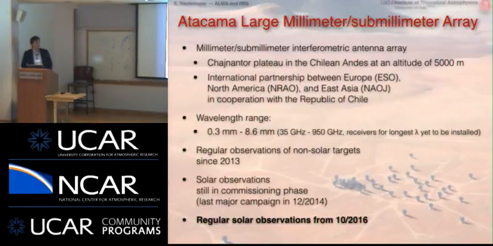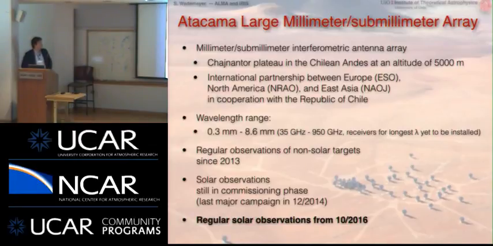So the wavelength range that Alma is probing is from about 0.3 millimeters to roughly 9 millimeters. And this is divided into up to 10 receiver bands. Alma has already observed many non-solar targets, and you probably have seen press releases in the past months and maybe 2 years. So already some exciting results. But solar observations are still in the commissioning phase for good reason, because the way you would observe the sun, I will show you this in a second, is quite different from how you observe non-solar targets.